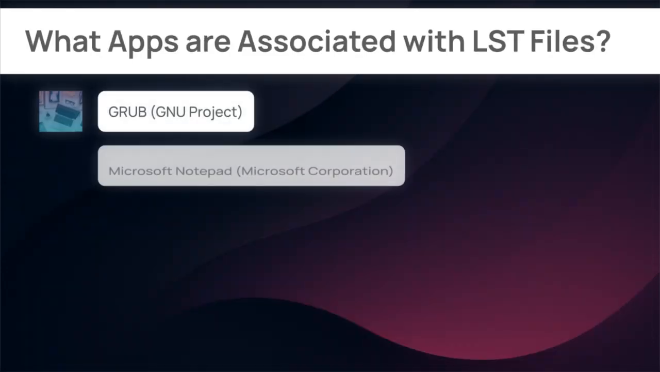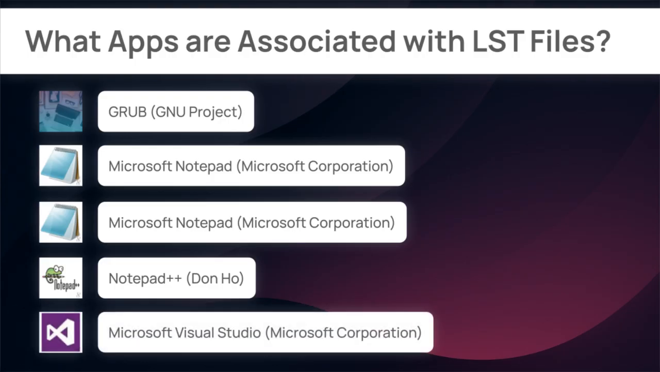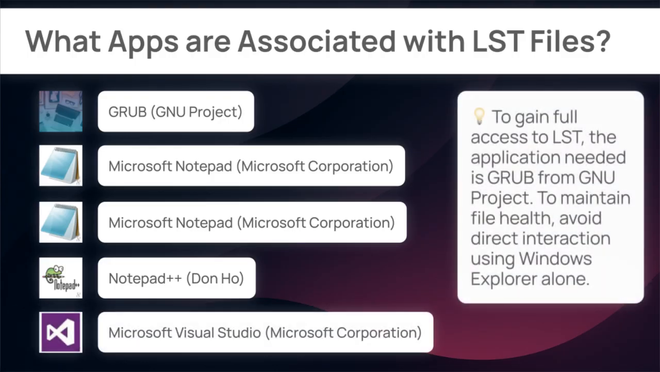Essential file access for LST relies upon the utility GRUB from GNU project. Windows prevents native execution, requiring elevation or a digitally signed application. Windows can show text content immediately, supporting fast review.